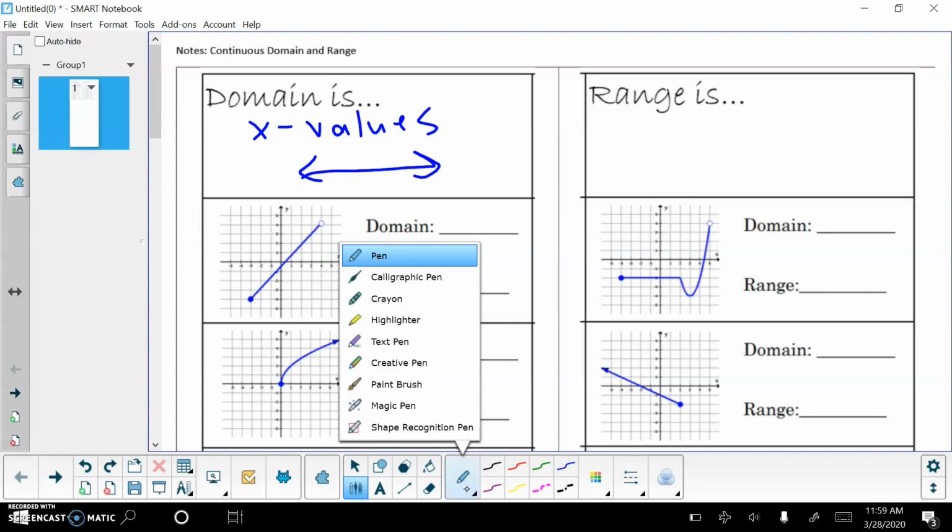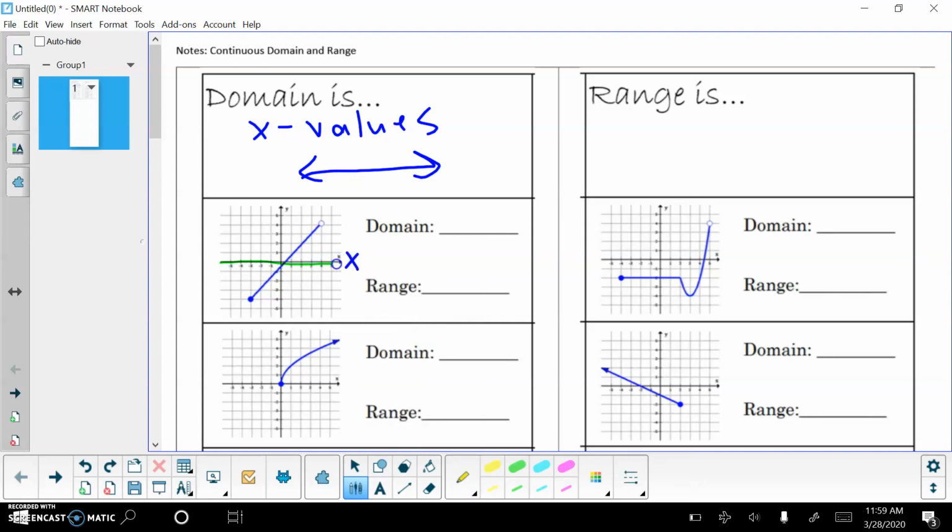I'm going to highlight that axis for you. It's this axis right here going left and right. So those are the numbers that we're going to be looking at. Okay, as far as this graph goes, it's got two endpoints. The first one's down low, and the second one's up high.